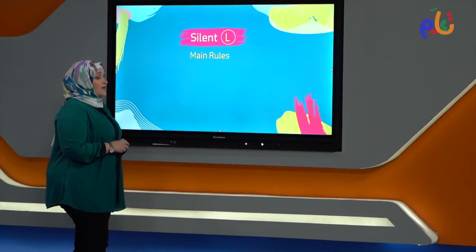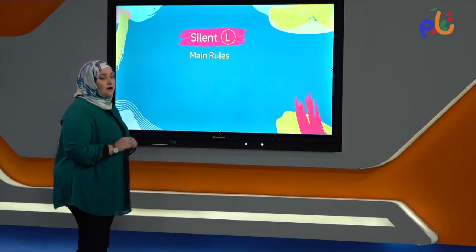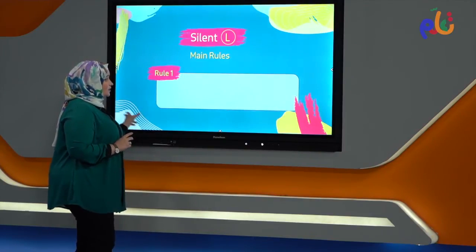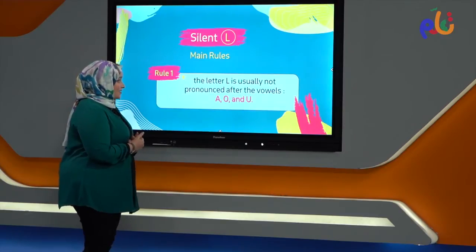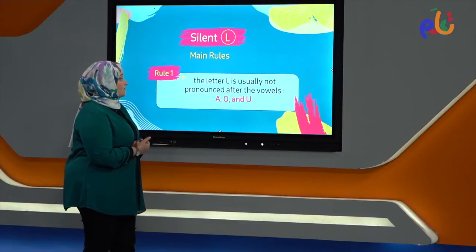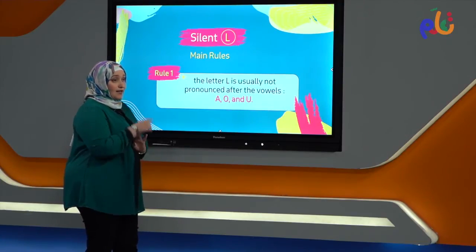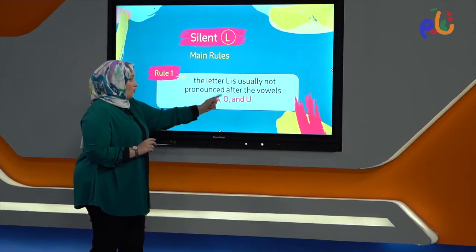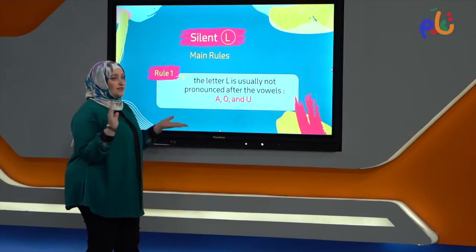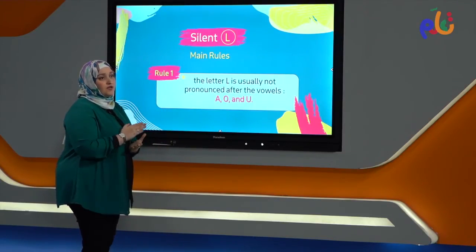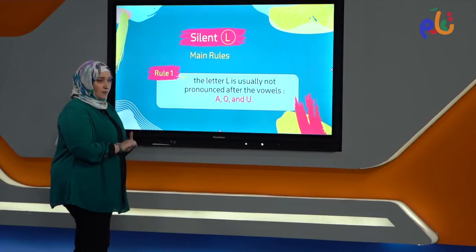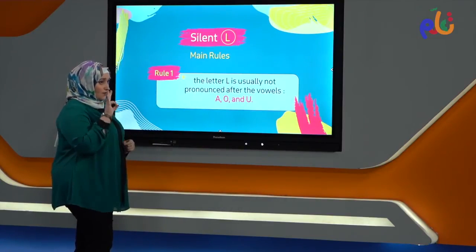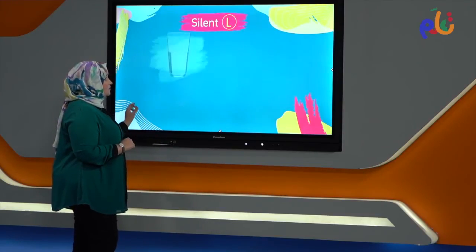Let's see together the main rules for silent L. Rule number one. The letter L is usually not pronounced after the vowels A, O, and U. When the L comes after A, O, or U, we do not pronounce the L. The L stays silent. We do not pronounce it. It is not pronounced when we say the word. When we say the word, we don't say the L if it comes after A or O or U. These are three vowels. Let's take a couple of examples and see how.